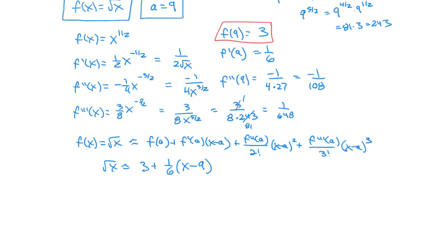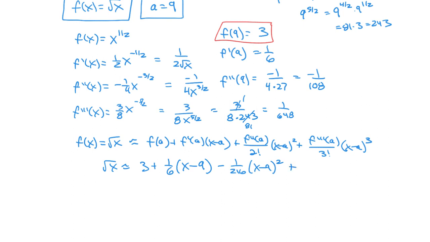Okay, so then we go over here and we've got f double prime of a, which is negative 1 over 108, and I have to divide that by 2. So divided by 2 is like multiplying by 1/2, so I basically double the denominator. So that's going to give us minus 1 over 216 times x minus 9 squared.